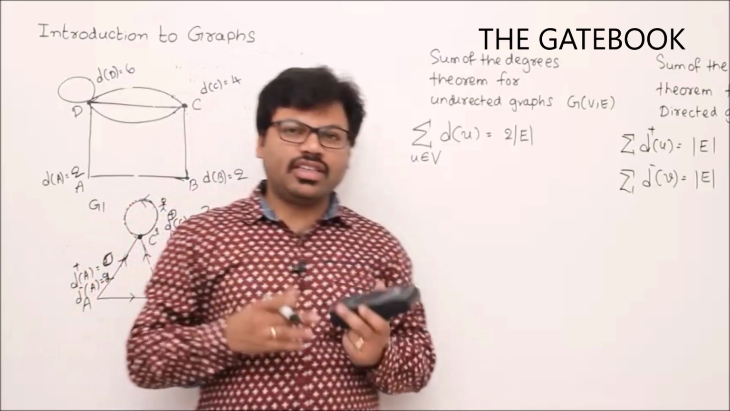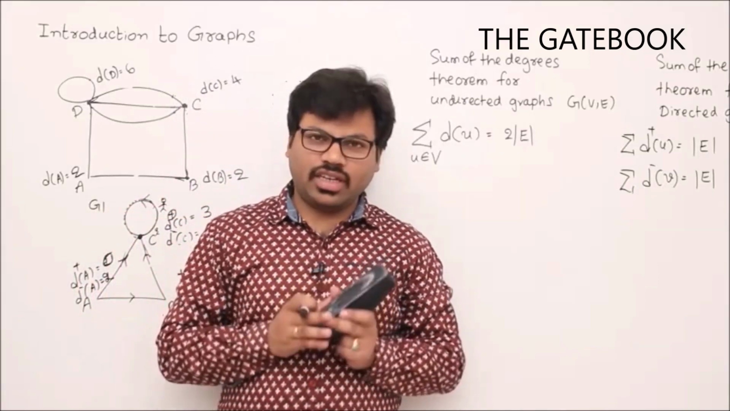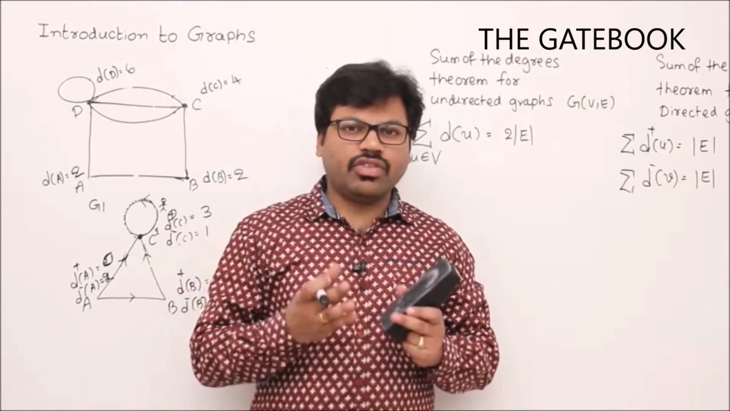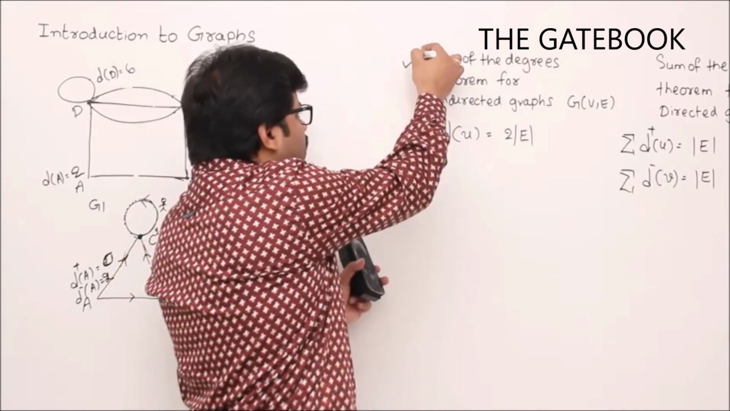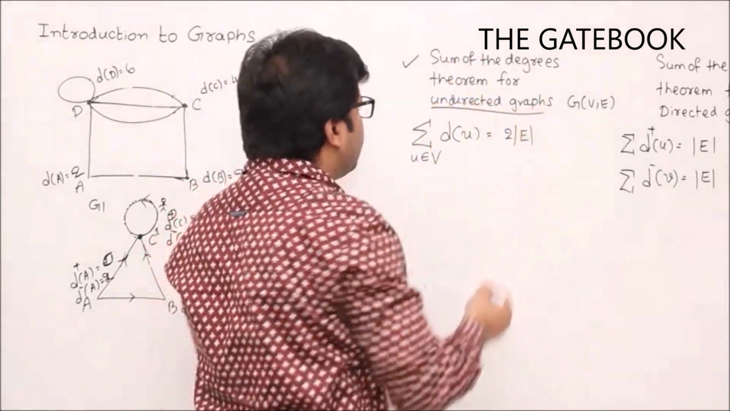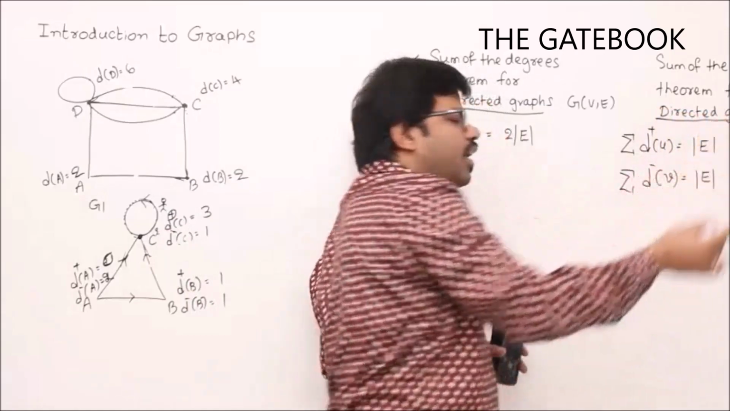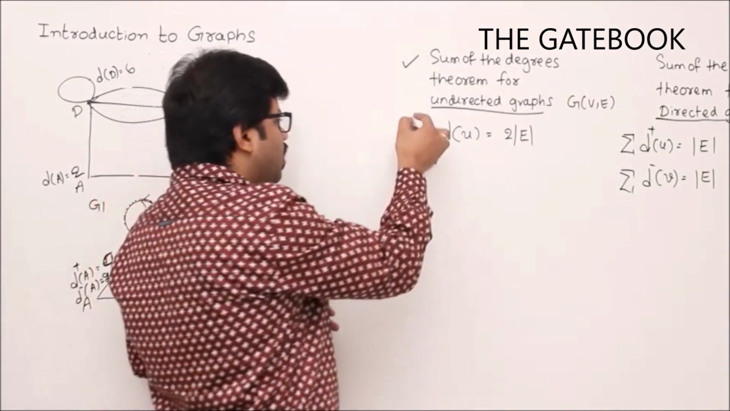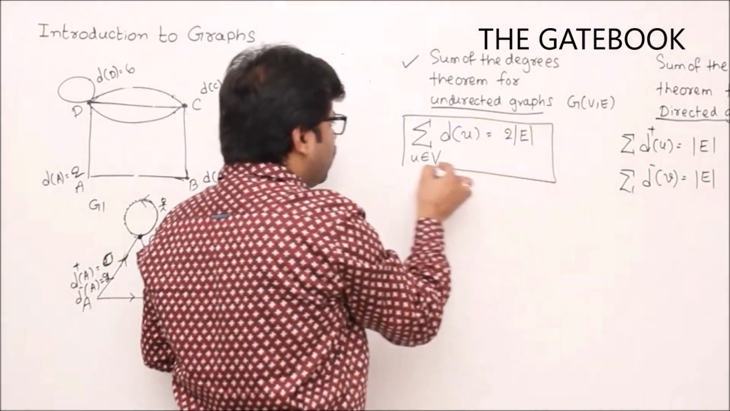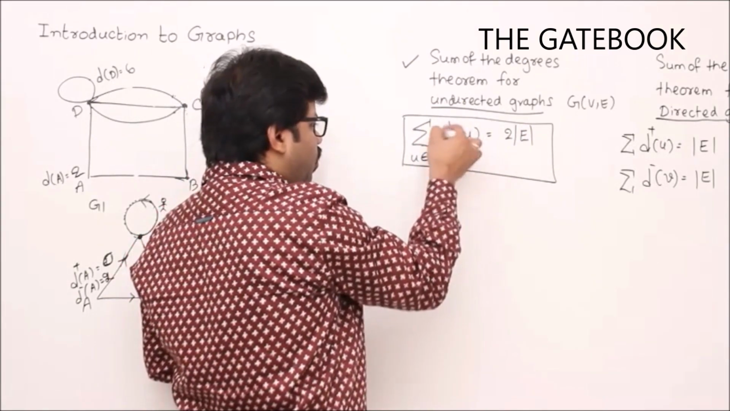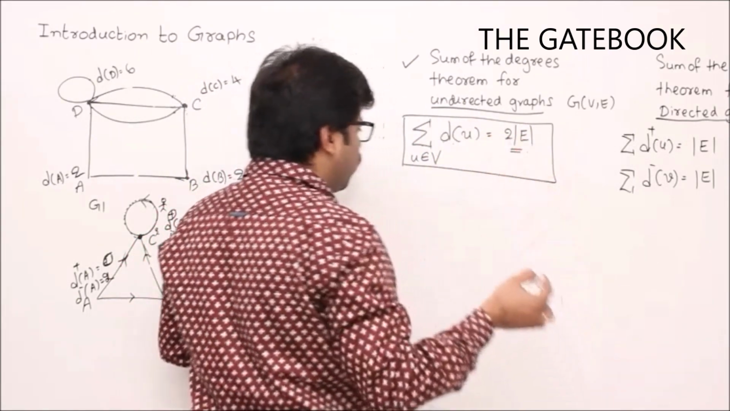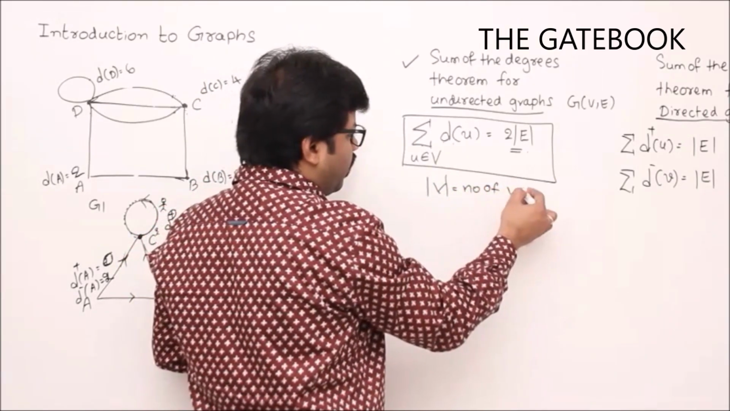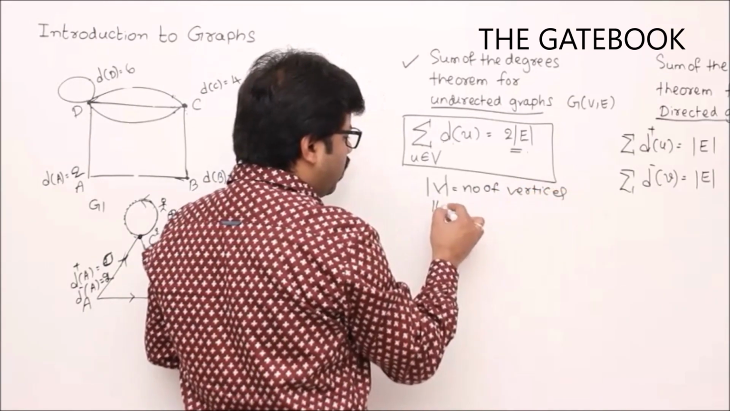Now we'll see an important theorem in graph theory, the sum of the degrees theorem. We can apply the sum of the degrees theorem for every graph. We'll first see the sum of the degrees theorem for undirected graphs. After that, we'll see it for directed graphs. Let's begin with undirected graphs. According to the sum of the degrees theorem, the statement is: if I sum every degree, you get twice the number of edges. From now onwards I use this notation: mod V means number of vertices and mod E means number of edges.